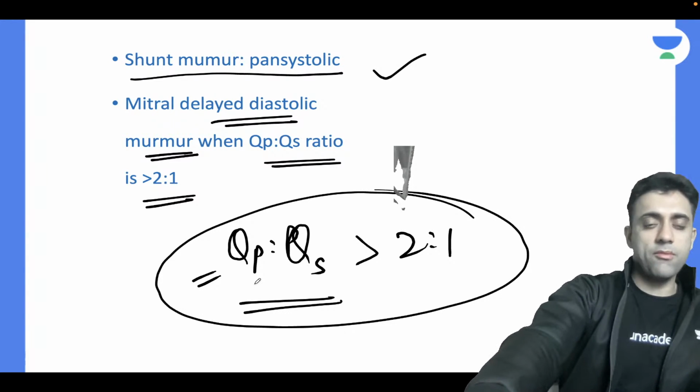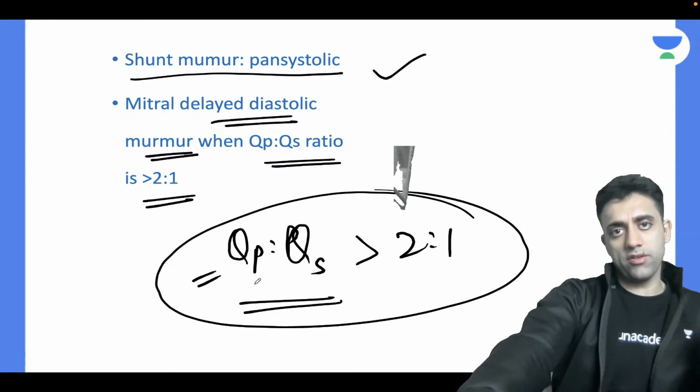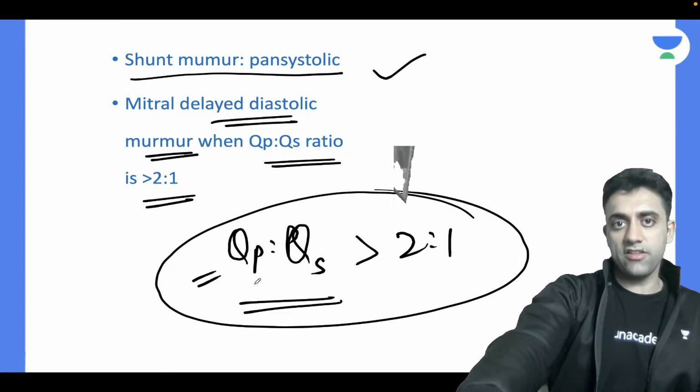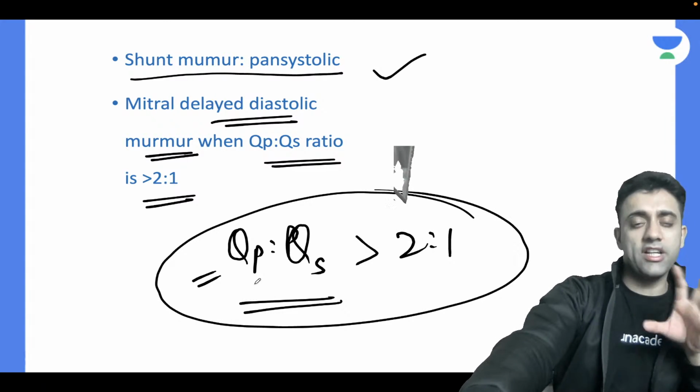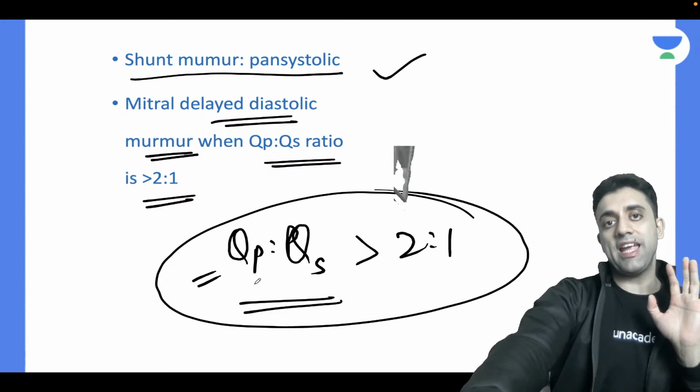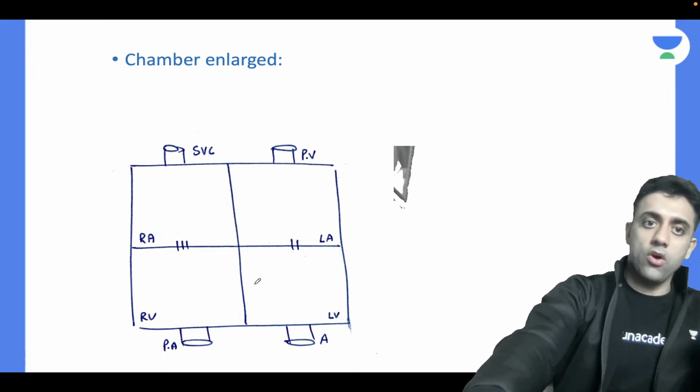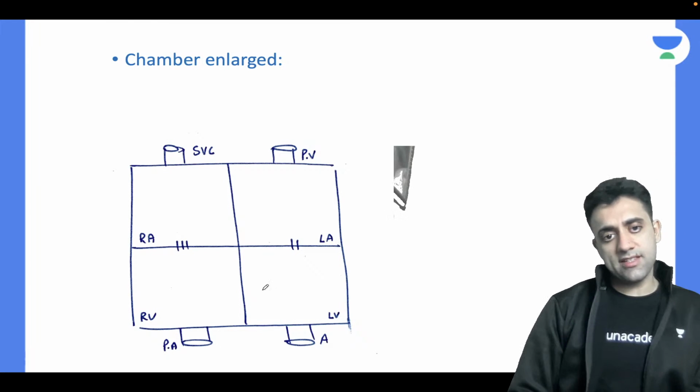QP/QS ratio. It was the same in ASD also. For the surgical treatment of ASD, atrial septal defect, in the last class which we have done, the QP/QS ratio should be more than 2:1. And here it is the same again in VSD also. That you should know. Okay, what are the chambers enlarged in VSD? Anyone?